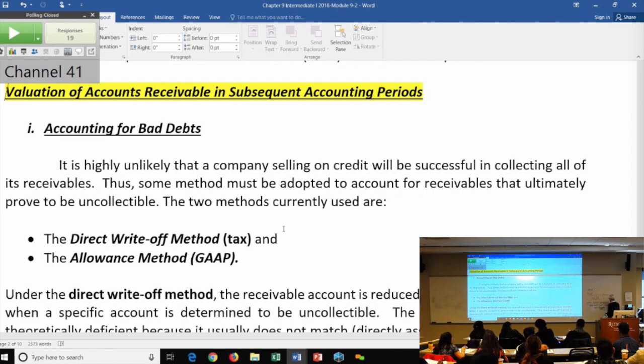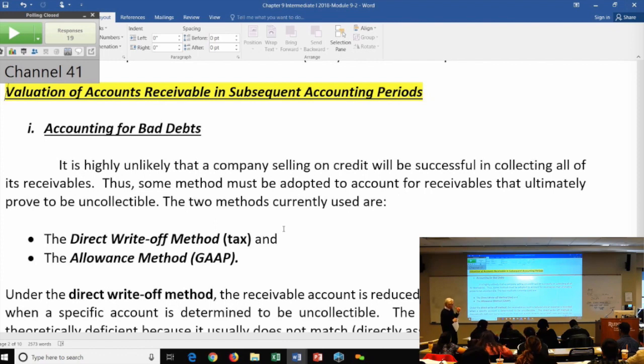So the direct write-off would mean you'd have to wait until, especially for tax purposes, the Internal Revenue Service is not going to allow you to say in 2018, "Well, you know what, I got 10,000 in sales, I think that I'm not going to collect 3,000. So I'm only going to report 7,000 in income." They're not going to allow you to do that. You have to have the bad debt actually occur. And when it occurs, you would debit the bad debt expense, and the customer account would be written off.